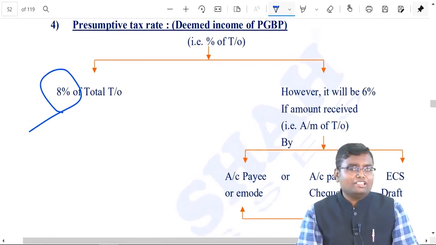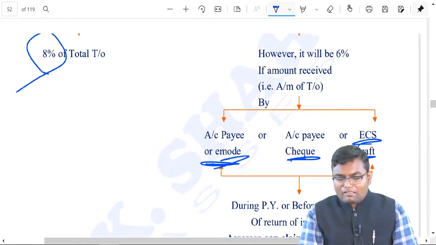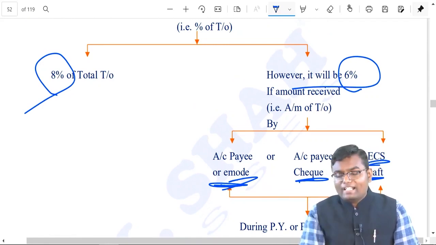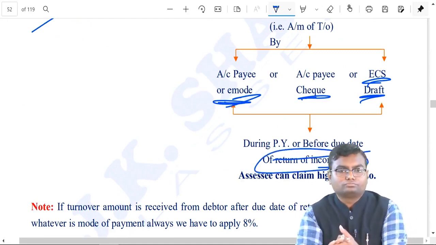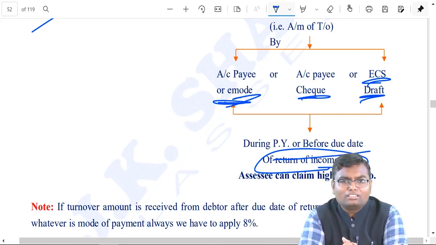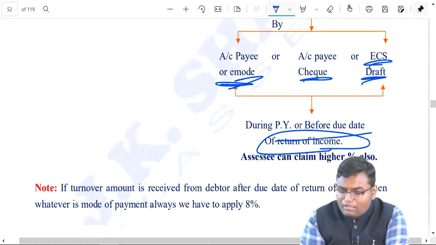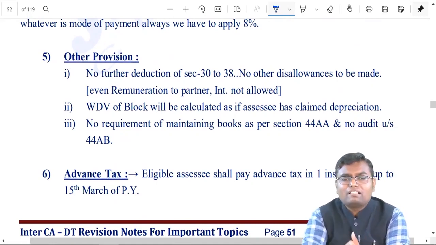But there is a concession for banking channel. If you are a person who is receiving the turnover through account payee cheque, account payee draft, ECS or other electronic mode, instead of 8%, you can apply 6% and that will be your PGBP income. Provided this amount you must have received up to the due date of filing return of income under 139 subsection 1. If you have received it after the due date of 139(1), even though through banking channel, you have to apply 8%. So whatever you have received up to the due date of filing return of income through banking channel, apply 6%, otherwise 8%.